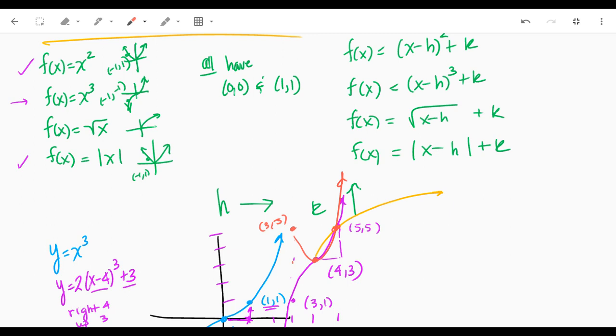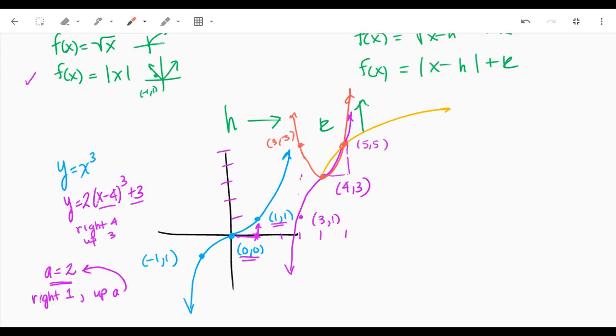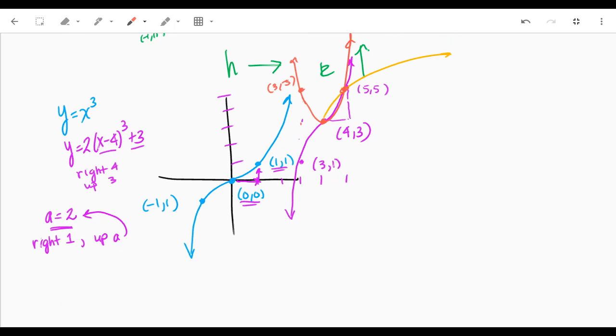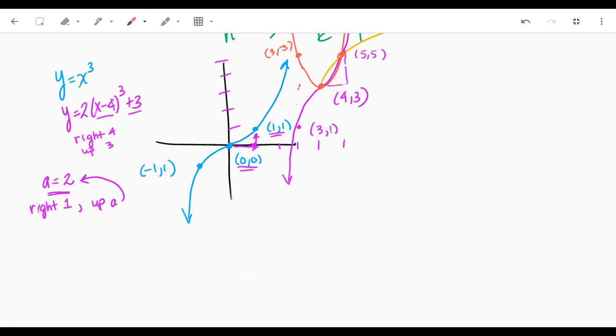Okay, and then be careful too. If A is a fraction, you still just move right 1 and up the fraction. So I could move right 1 and up a half, and that would also work. All right. Okay, that's kind of a long one. Remember, we spent like a whole chapter on that in Algebra 2.